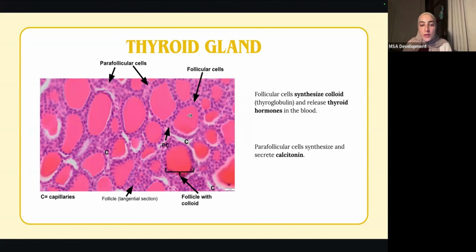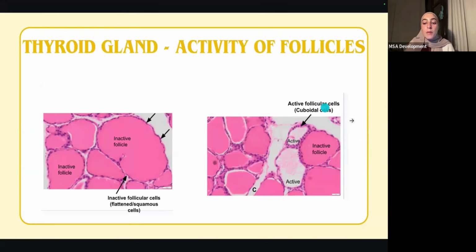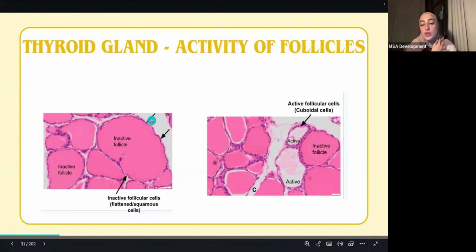Moving on, some follicles might be more active than others. Some follicles might not be active at all. So we have to determine how to know if a specific follicle is active or not. As you can see here, this is colloid and this is the layer lining it. Why do you think this is inactive? Because the layer is very thin. And when you see a layer that's extremely thin, flattened squamous cells, you know this follicle is not active.